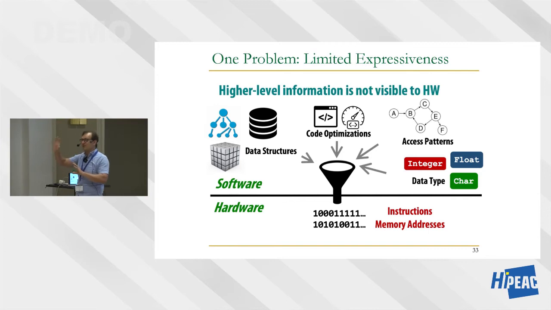There's the discovery of information also. How do you discover information? At the higher level, you can discover some of this information. Some of these are already available: data structures, code optimizations, access patterns, data types.